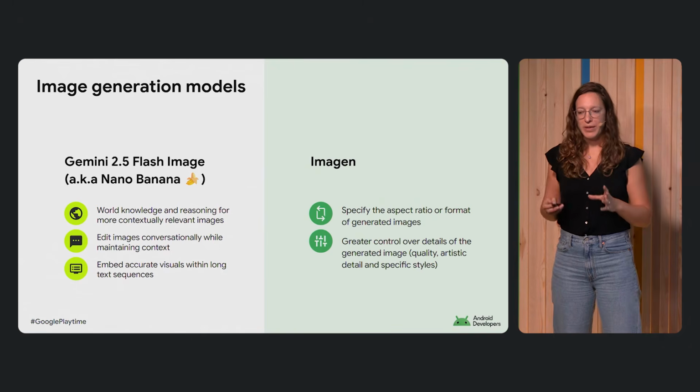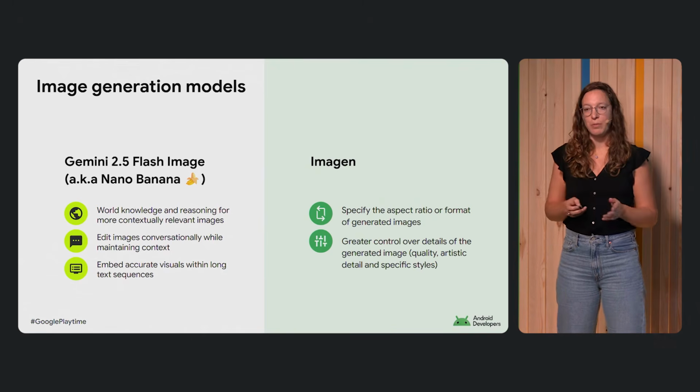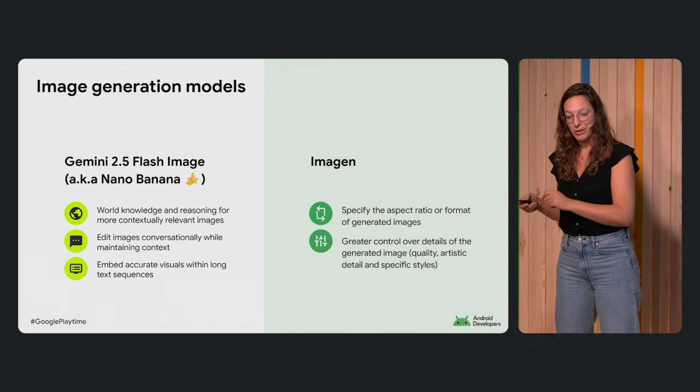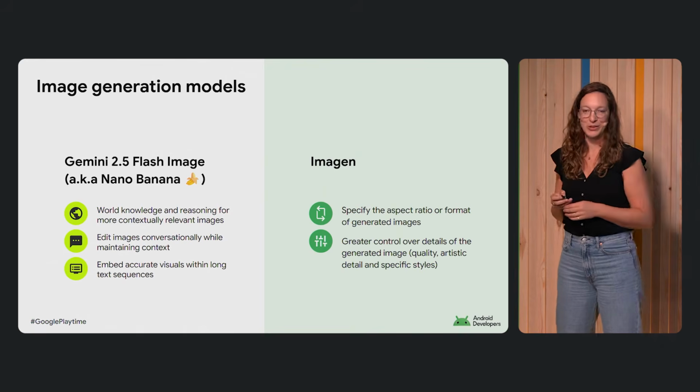Now we have two primary engines for image generation, and each is optimized for different needs. On the one hand, we have Gemini 2.5 Flash Image, which we all so much like to call Nano Banana. It brings Gemini's world knowledge and reasoning capabilities directly into your image generation pipeline. So you get more contextually relevant images. And importantly, it also allows you to edit images in a conversational style, and it maintains context throughout that interaction. So it's uniquely suited to embed accurate visuals within long, complex text sequences.